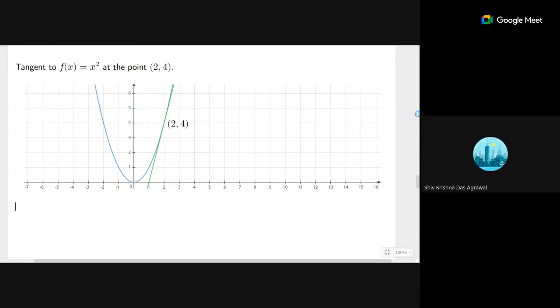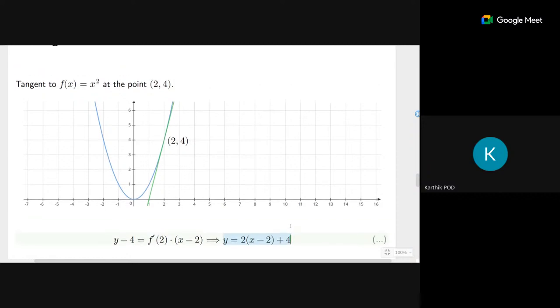So using the differentiation part. Okay, so see, the idea is using y minus y1 is equal to m times x minus x1. Correct. So at x equal to 2, y is 4, right? So 2, 4 is a point on the function. One way to see this is the slope of the tangent at 2, 4 is the derivative. So y minus 4 is f prime of 2, that's the slope of the tangent, times x minus 2, which implies y becomes 2 times x minus 2 in this case, plus 4, which is what I plotted there. Now, this is the equation of the tangent line at the point 2, 4.